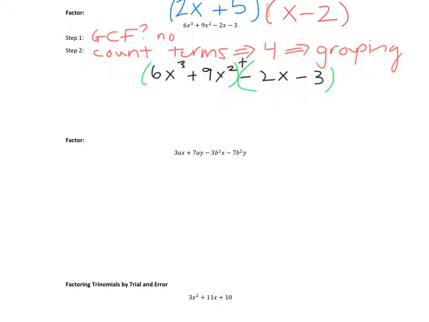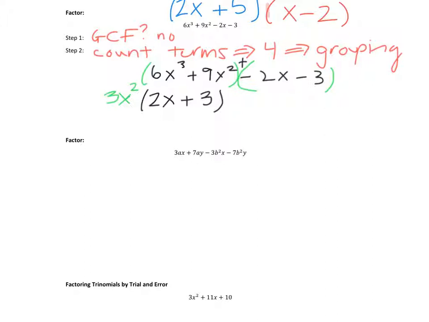So we can think 3x squared times what gets us back to 6x cubed? Well, 2x, because 3 times 2 is 6, and x squared times x is x cubed. And we can do the same thing with the second term. 3x squared times what is 9x squared? Well, 3x squared times 3 is 9x squared. There you go.